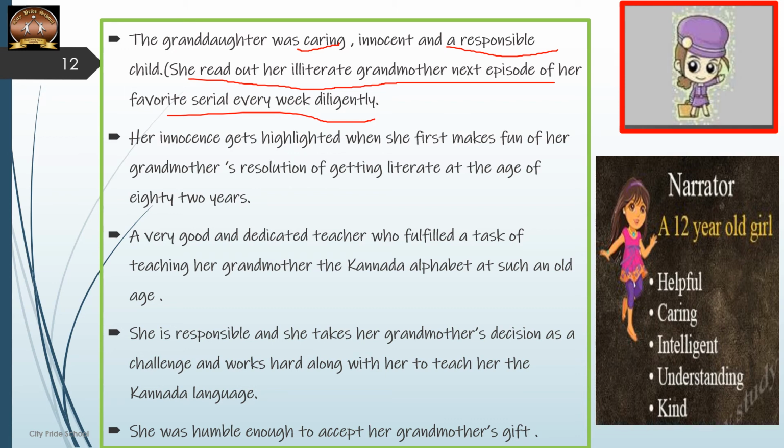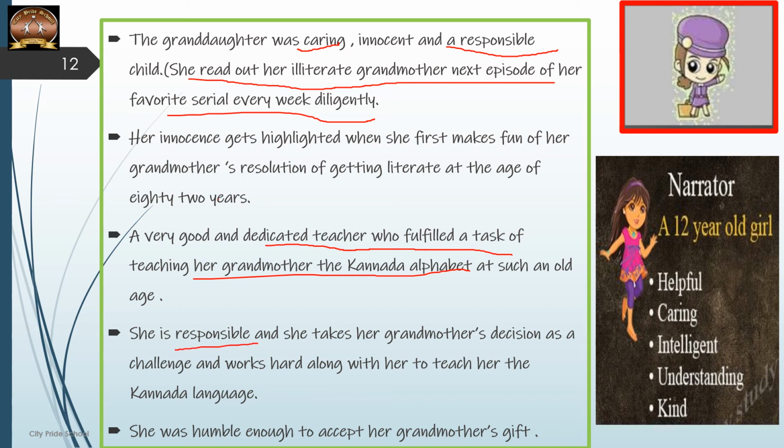Then her innocence gets highlighted when she first makes fun of her grandmother's resolution of getting literate at the age of 82. The moment her grandmother discloses her desire to learn how to read and write, she immediately laughs and makes fun. This highlights the innocence in this girl's character. Then she's a very good and dedicated teacher, of course. A girl who's 12 years old sits with a grandmother every day to teach, which is again a very unusual feature. She fulfills the task of teaching her grandmother, and she teaches her grandmother how to write Kannada alphabets.